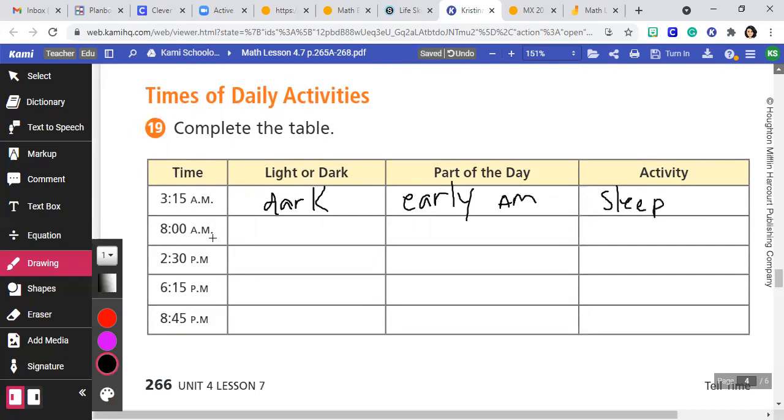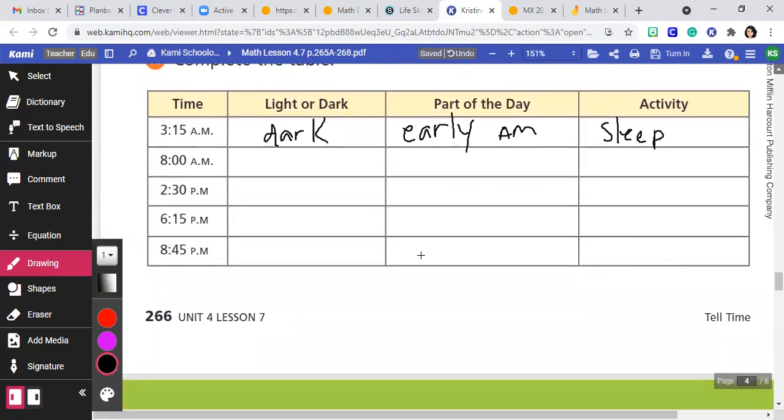8 a.m. Is it light out or dark out? What part of the day is it? What activity are you usually doing at 8 a.m.? If you're in my class, you're waiting outside to come into the school. 2:30 p.m., 6:15 p.m., 8:45 p.m. You're going to answer these questions and submit it to your teacher for feedback.